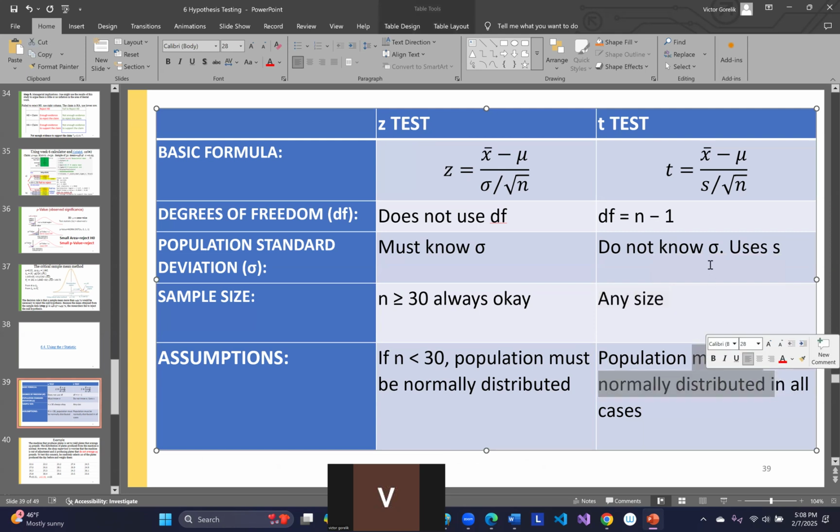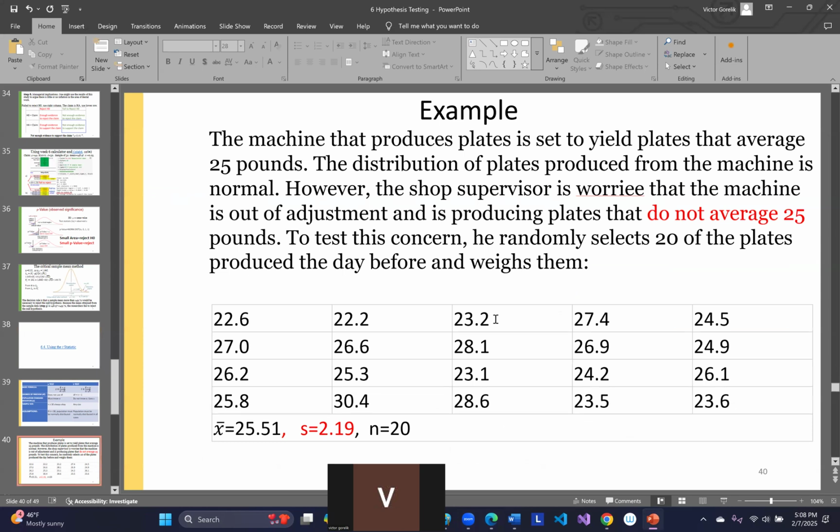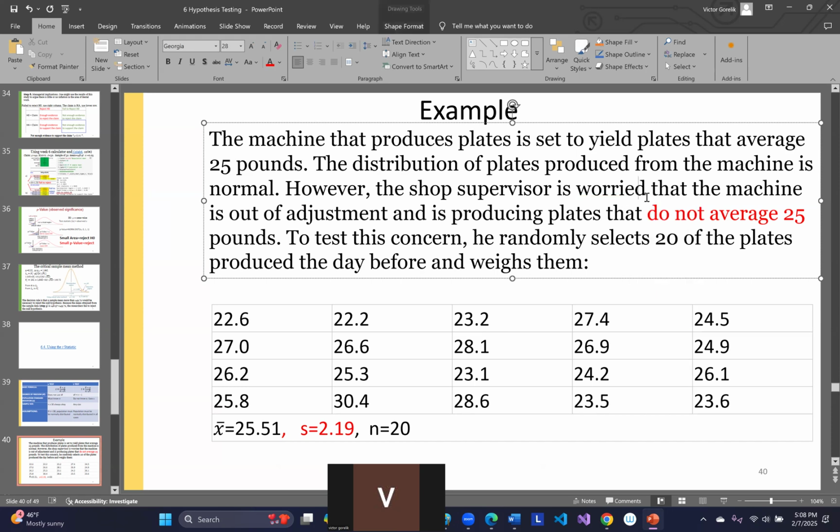Example. The machine that produces plates is set to yield plates that average 25 pounds. The distribution of plates produced by the machine is normal. However, the shop supervisor is worried that the machine is out of adjustment and is producing plates that do not average 25 pounds. To test this concern, he randomly selects 20 plates produced the day before and weighs them.